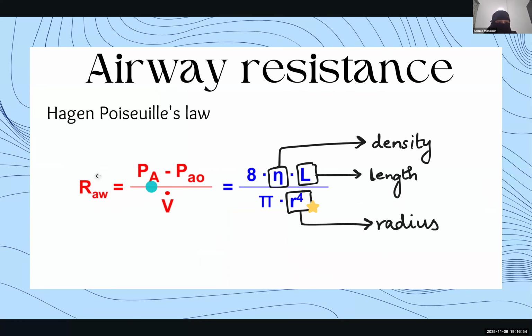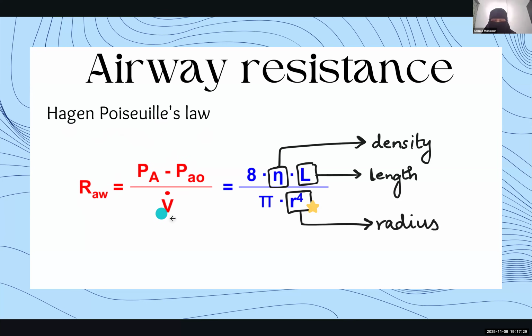Wow, what's this formula? R_AW is the airway resistance. AW means airway and R means resistance, all right? That's what airway resistance means. It is given by this Hagen-Poiseuille formula. It's actually a French name, and I'm not sure how to pronounce it. But Poiseuille's law says that the resistance that air faces in the airway equals the driving force divided by the flow.